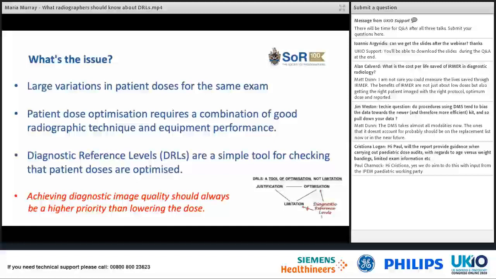So ask yourself as a radiographer, do you ever check the exposure factors, the dose area product, for example, or whether your image is under or overexposed? If you do, then you're doing your job and that's good. And if you're not, then you're not doing your job and you should.